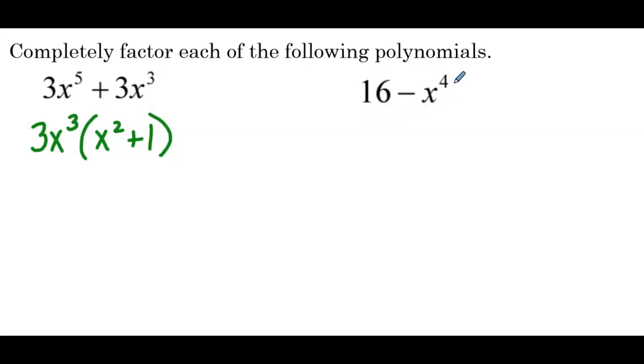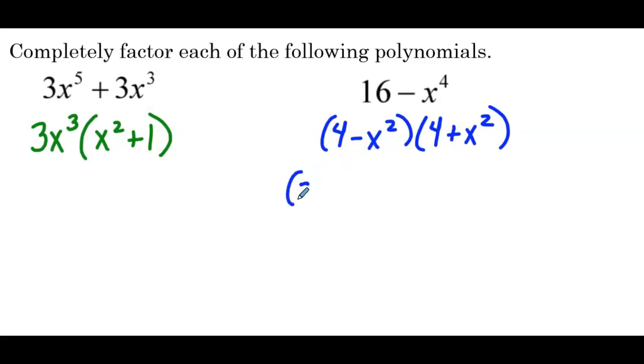16 minus x to the 4th. So we have the difference of two squares. So (4 minus x squared) times (4 plus x squared). 4 minus x squared can be factored using the difference of two squares again. So we're going to have (2 minus x) times (2 plus x) times (4 plus x squared). So here we applied the difference of two squares twice in order to completely factor 16 minus x to the 4th.